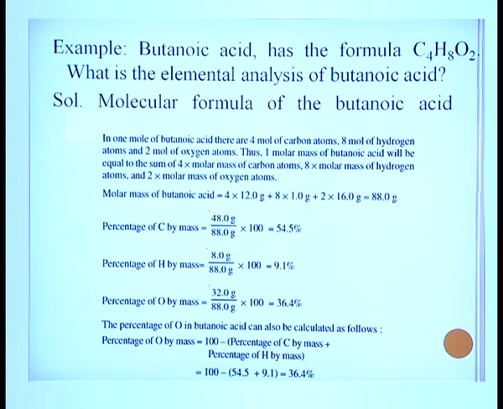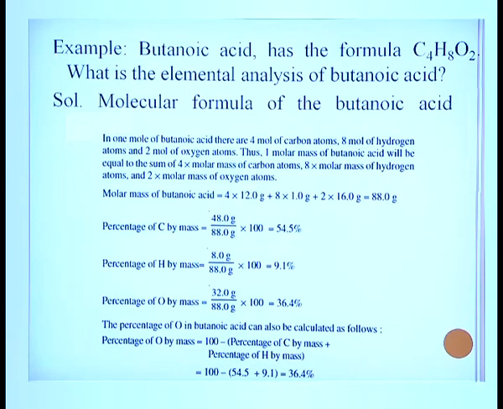The molecular formula of butanoic acid is C4H8O2. So, C means 12. You should be able to find out the percentage of carbon, percentage of hydrogen, percentage of oxygen. First of all, you should find the molar mass of butanoic acid. Since it has 4 carbon, 12 into 4, that is 48; 8 hydrogen, 8 into 1, that is 8; and 2 oxygen, 16 into 2, that is 32. You add them, you will find that is 88.